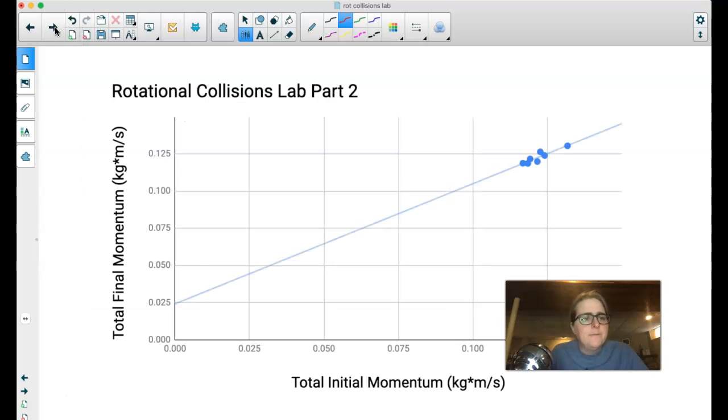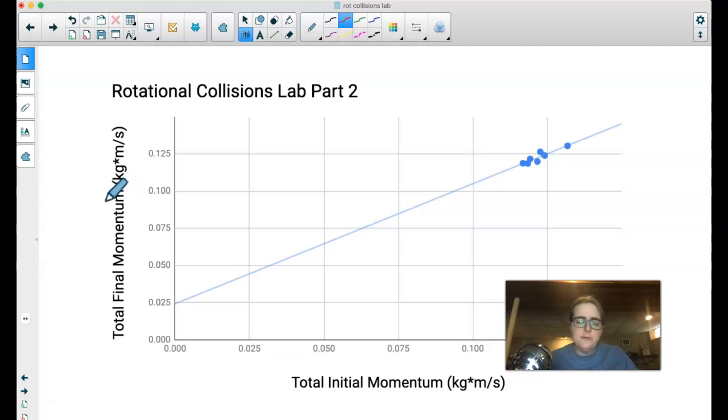Another way I looked at the data was I put the total final momentum, so the momentum of the block minus the momentum of the marble, on the vertical axis of a graph, and the total initial momentum, so the momentum of the marble before the collision, on the horizontal axis. And I saw that these dots come pretty close to falling on a line with a slope of 1. And so again, if I have that slope of 1, it means that the numbers on my vertical axis are equal to the numbers on my horizontal axis, which means that the momentum before the collision is equal to the momentum after the collision.